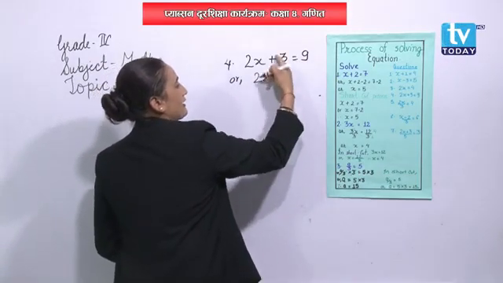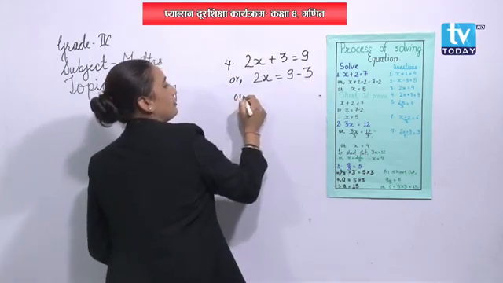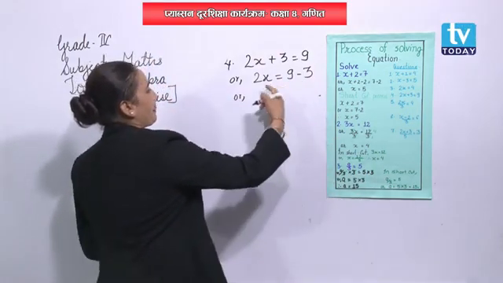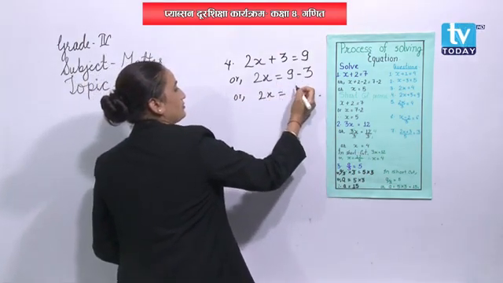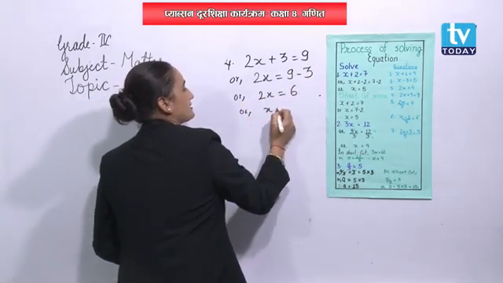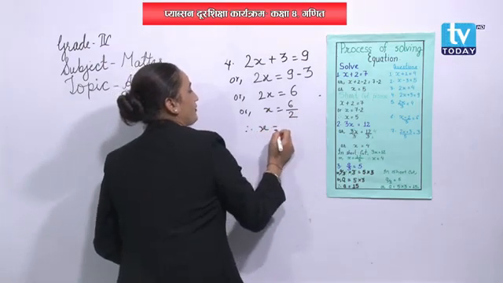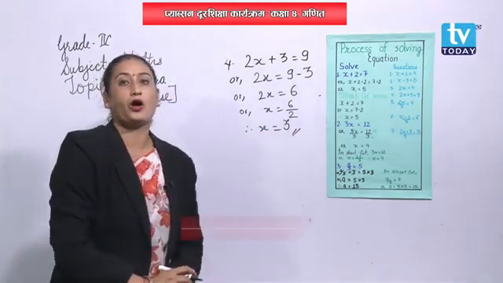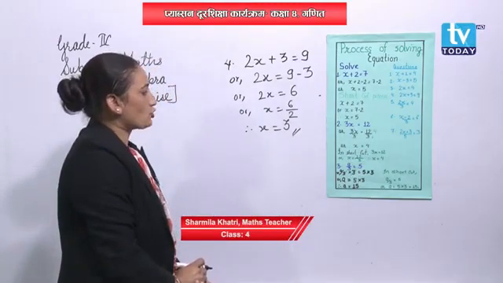3 should be subtracted from 9 over here, or I'm writing the shortcut process. Okay, please see here. 2x equals 6, or x equals 6 divided by 2. Therefore, the value of x will be 3. Are you getting me? Okay, students. Now, see the next question.